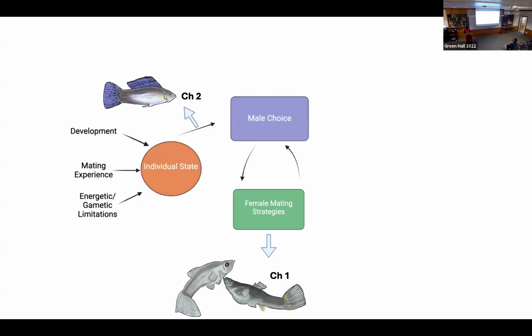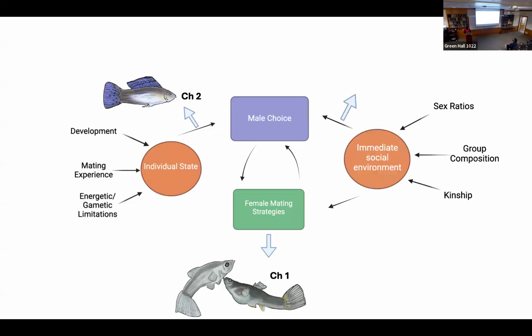Oops. That's my chapter 2. And for chapter 3, I'm interested in the interaction between these two and also the role of the immediate social environment. Maybe I can look at sex ratios, group composition, kinship. Those are big things, and that's the pipe dream of being able to look at everything in this kind of mesocosm situation where the fish are allowed to interact freely with each other.